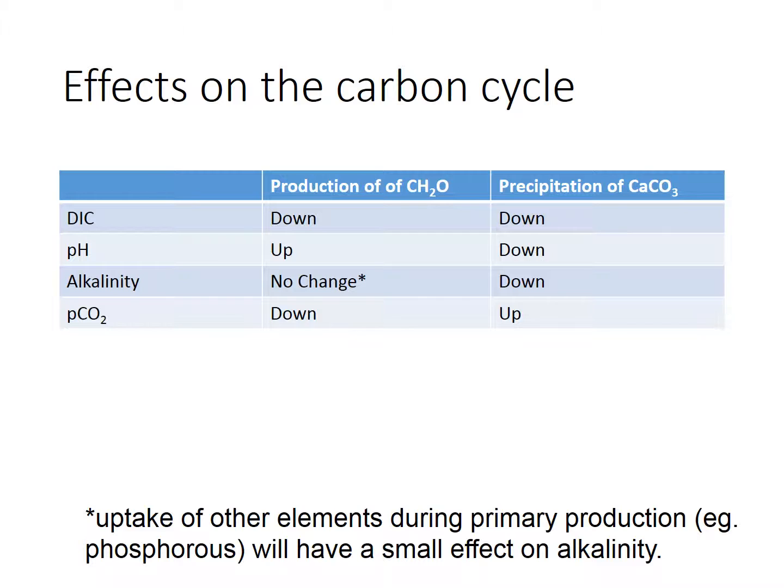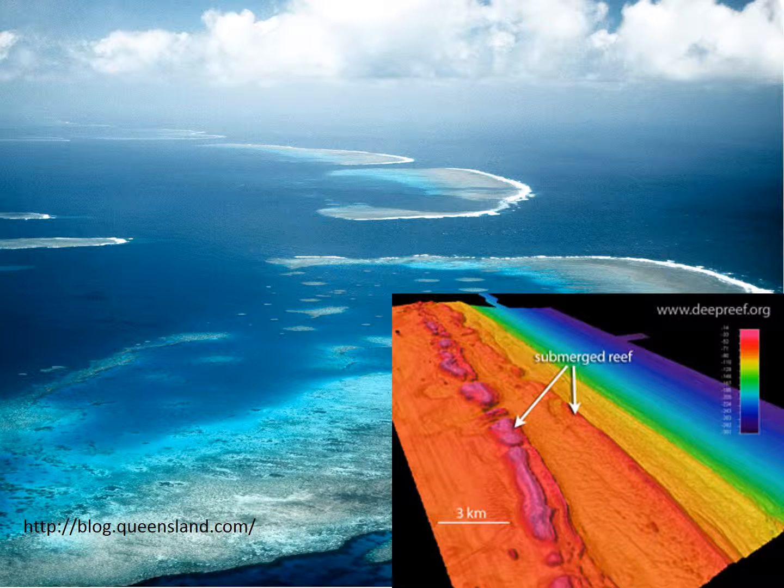But if we form calcium carbonate shells, which is the opposite of dissolving the Great Barrier Reef, we remove dissolved inorganic carbon, but we acidify the water, which means that the atmospheric CO2 will ultimately go up. And this is a problem.